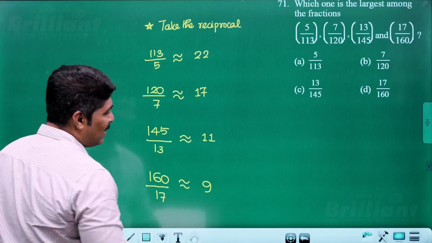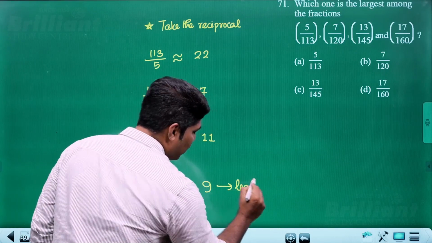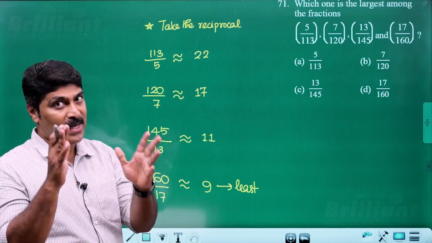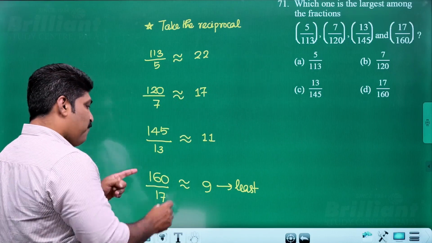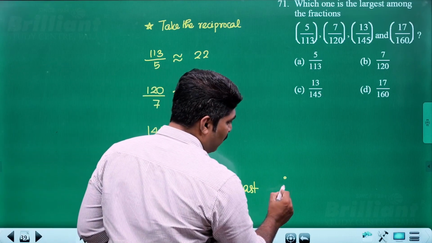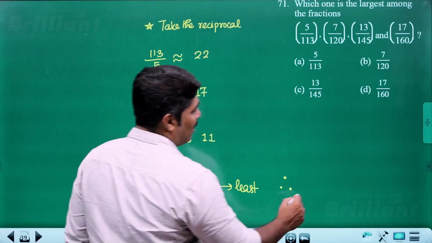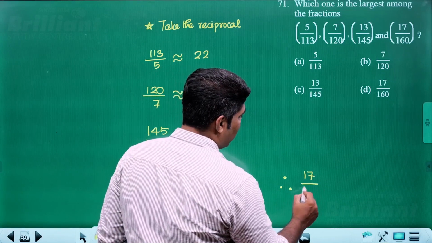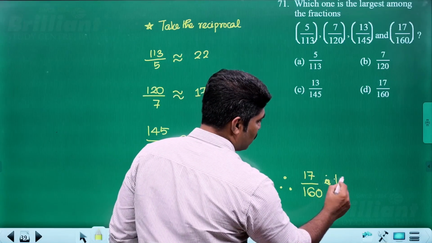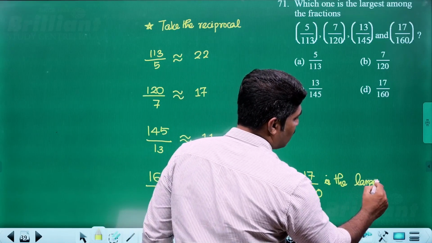So here, the least is this one. This is least. What are we going to find out? Here, of the given fractions, which is the largest? So if this is the least, what can we conclude? Its reciprocal, that is 17 by 160, is the largest.